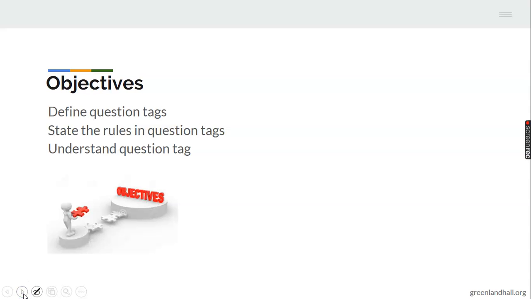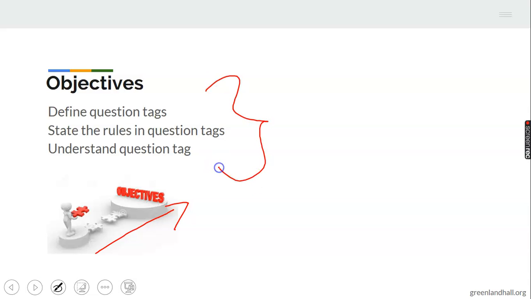We are looking at the objectives of the lesson today. We'll be considering this. We have to define what tags are. I want to state rules of tags and understanding the question tags, how it is shaped. So your objectives today is we're going to see how we can grasp all of this. They're important to us. So at the end of the lesson, you should be able to define question tag. You should be able to state the rules, and we have understanding of question tag, how they are formed.